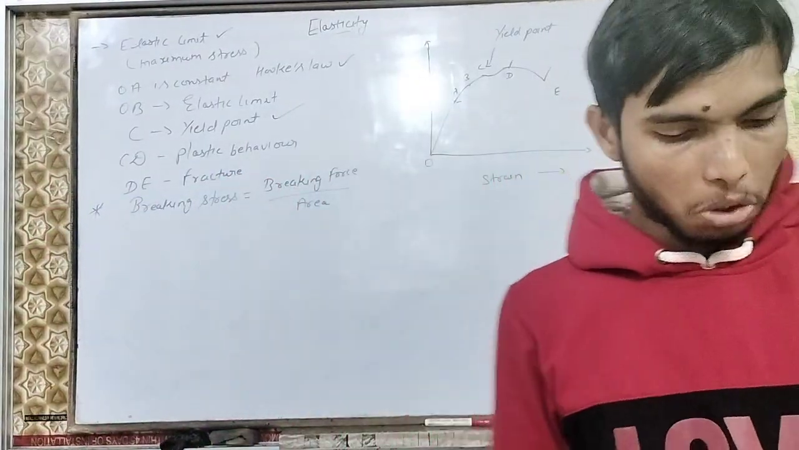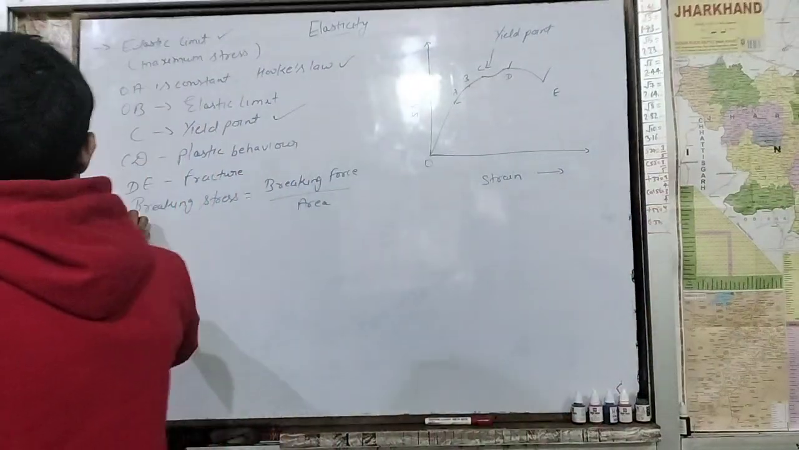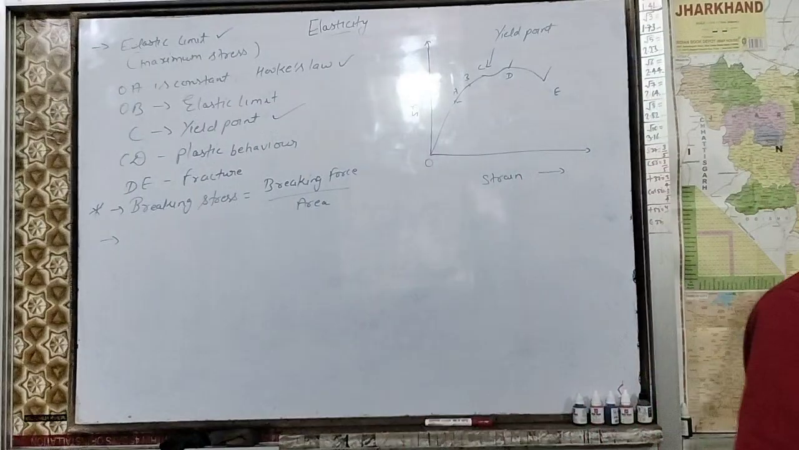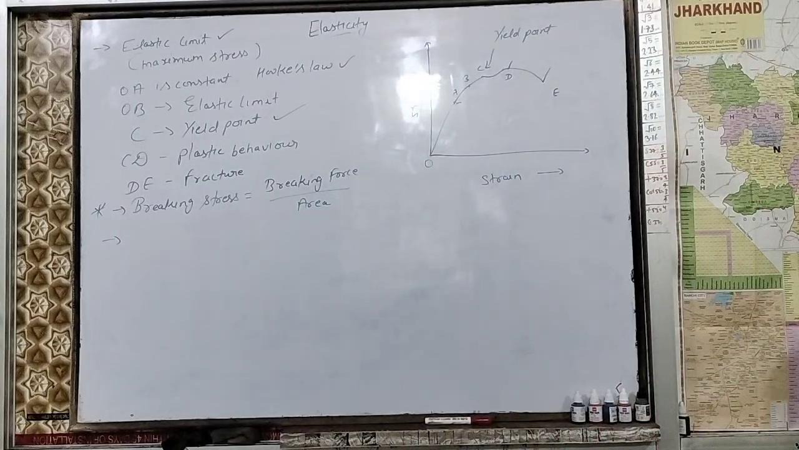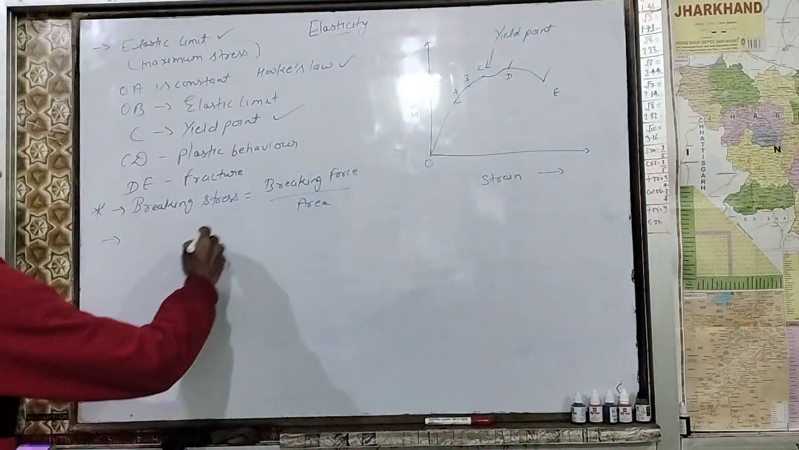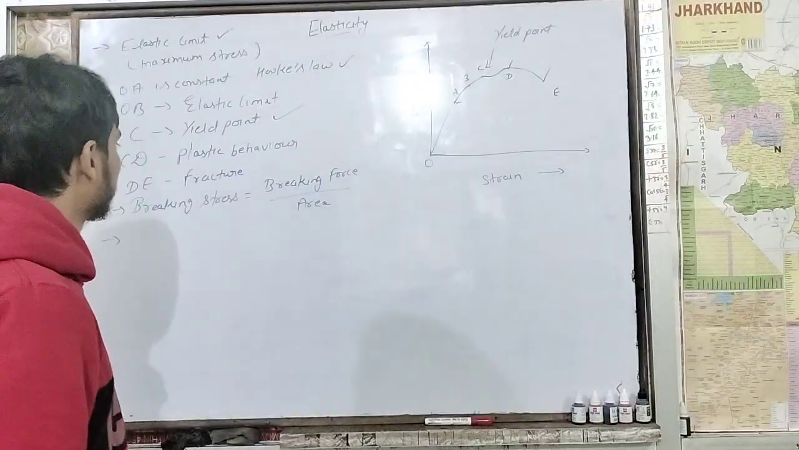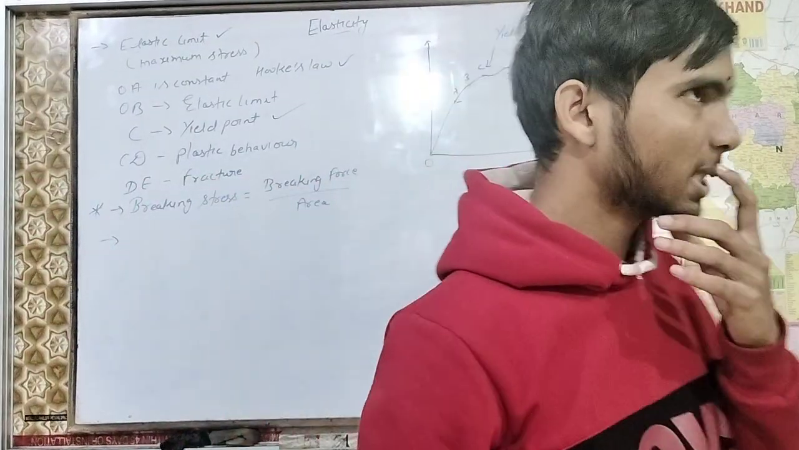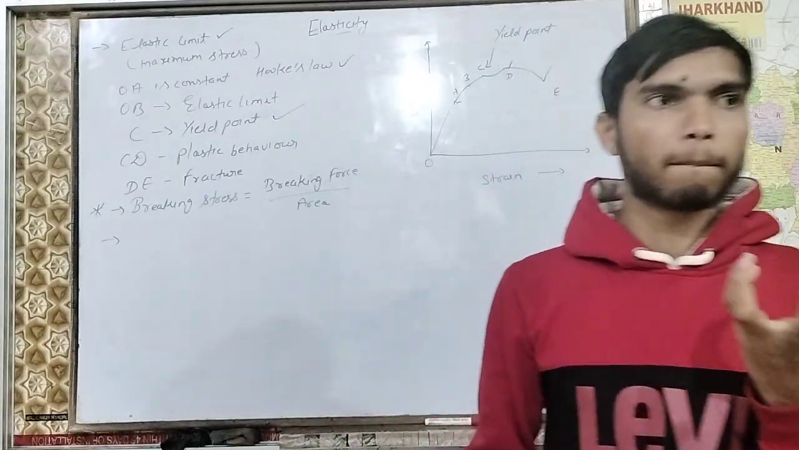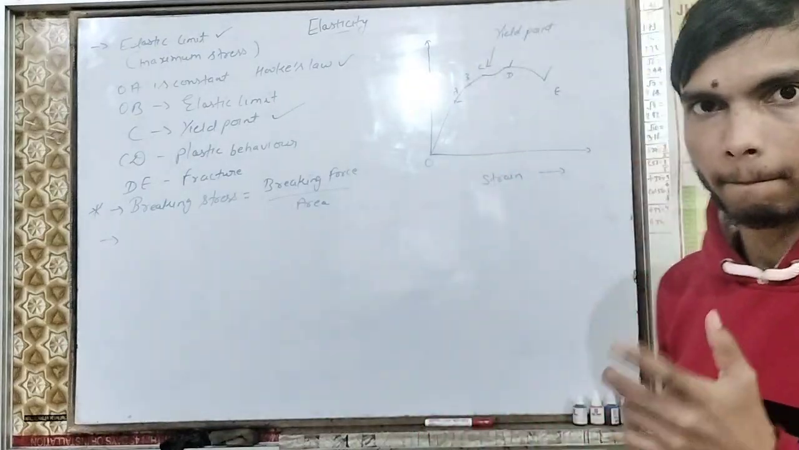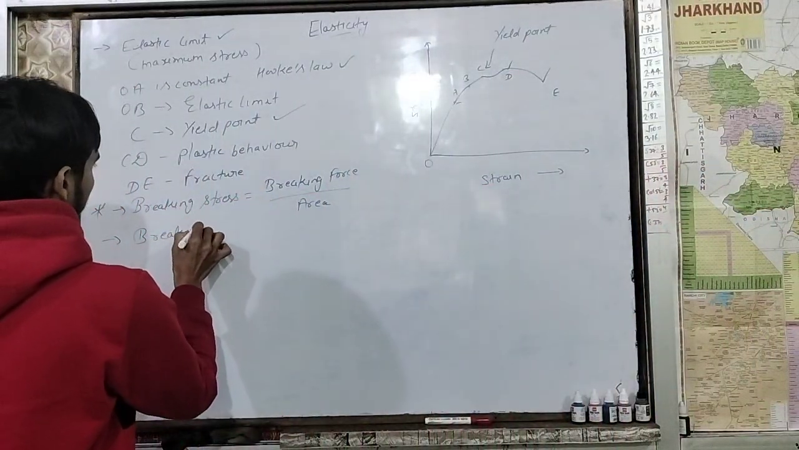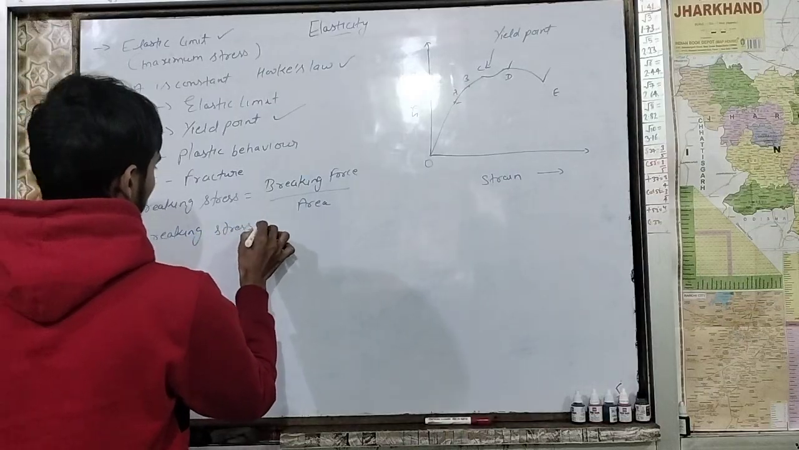Second point. If you are calculating breaking stress, then the formula is the same as we use for stress. The breaking stress is a constant for a material. Here we see that stress is fixed, meaning constant, but strain is changing. That's why breaking stress is a constant.